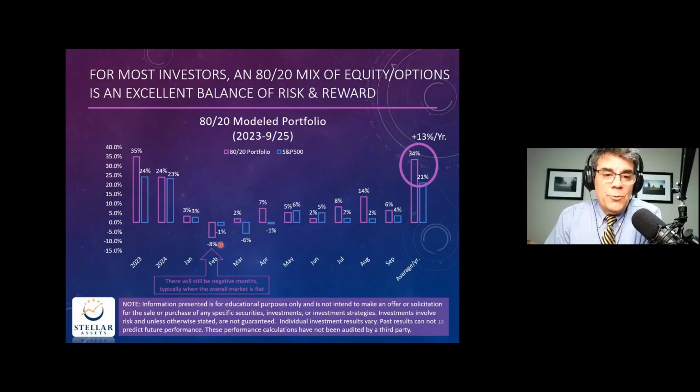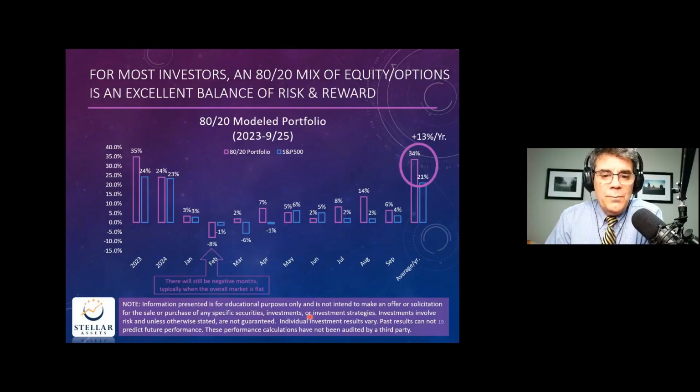The most challenging time for an 80-20 portfolio is when the market is pretty flat and there's not a lot going on. That's when the options tend to lose value and drag down their performance. But net, if you add all these up, the average per year of an 80-20 portfolio has been, over the last almost 3 years now, almost 13% higher per year than the S&P 500. Of course, the same disclaimers apply that we talked about earlier.